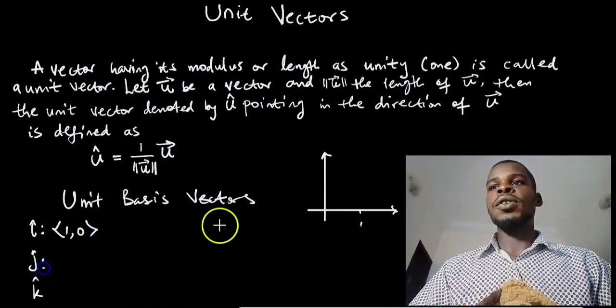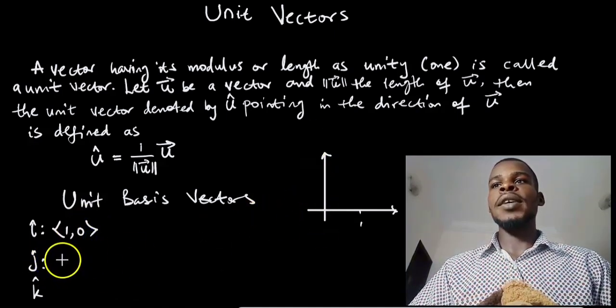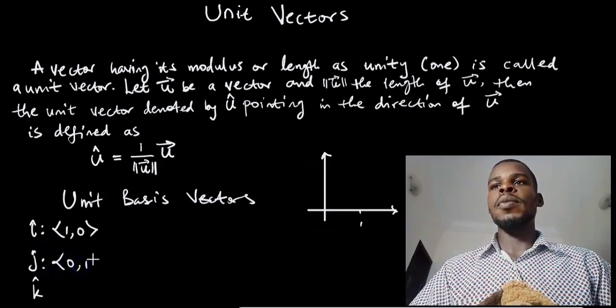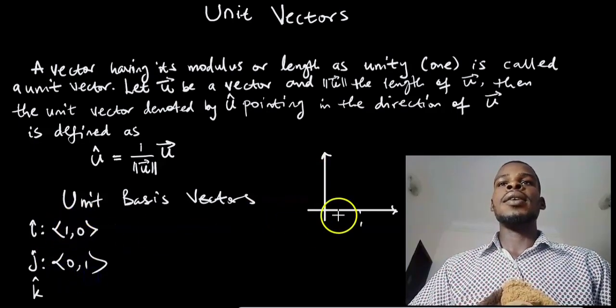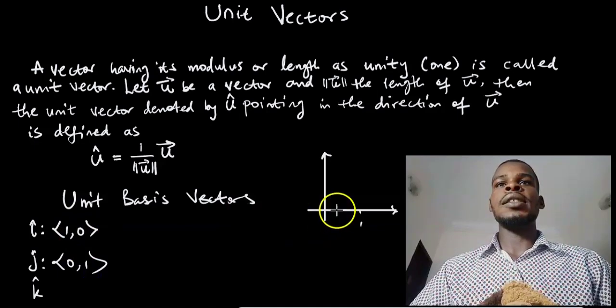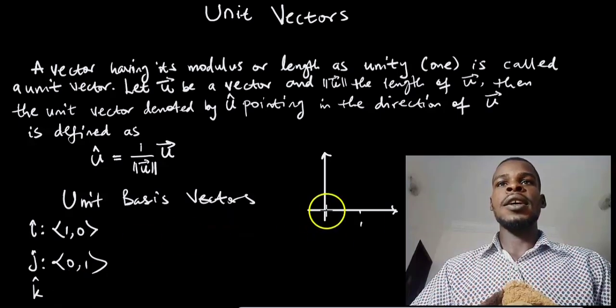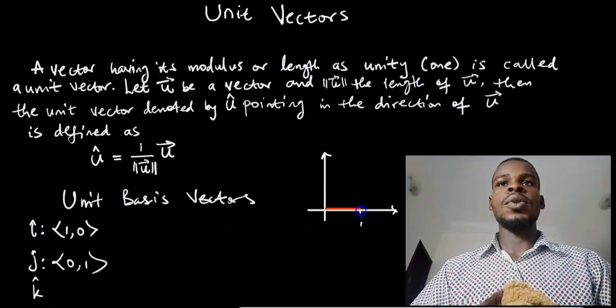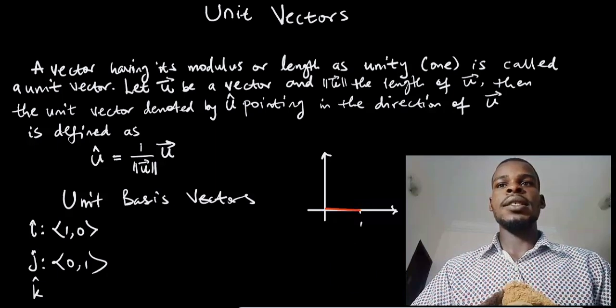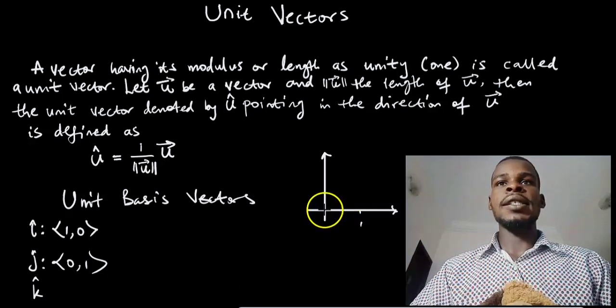Then for unit vector j, since it's going to be pointing in the y direction, it's going to have (0, 1). If you want to represent this vector on the Cartesian plane, you know that the value of x is 0 when y is 1. So you just go from here to here. You could have something like this: a vector from the origin up to this point. It's exactly on the x-axis from 0 to 1.